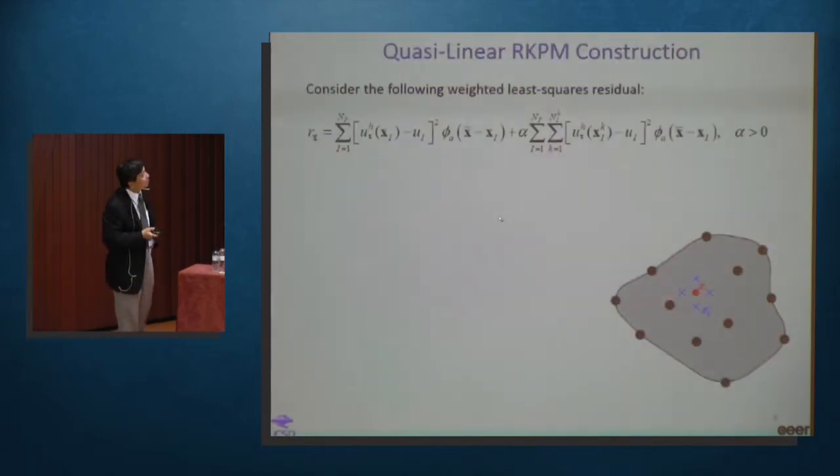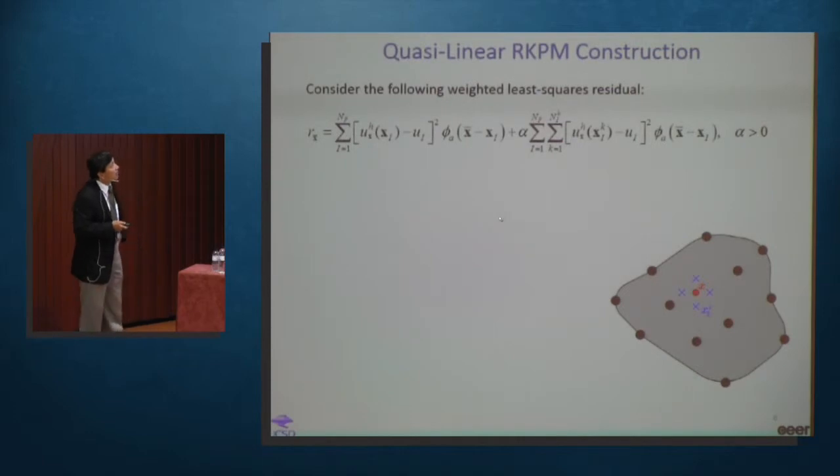So what we have proposed here is to go back to the weighted residual, the weighted least squares residual. That's the starting point of the moving least squares approximation. The first term here is the standard weighted residual for moving least squares. U^h is the approximated function. U is the nodal value of the function that you try to approximate. You take the difference between the two, square that, and weight this least squares error by the kernel function.